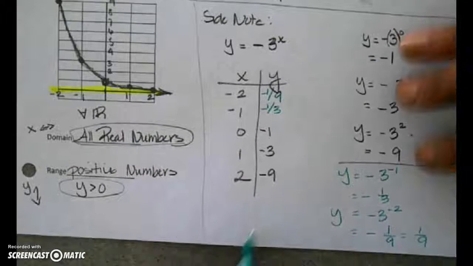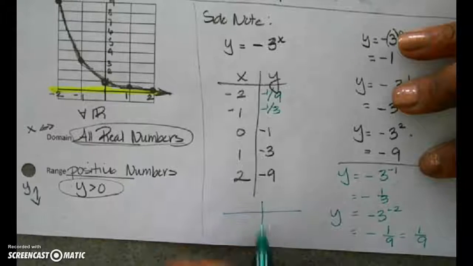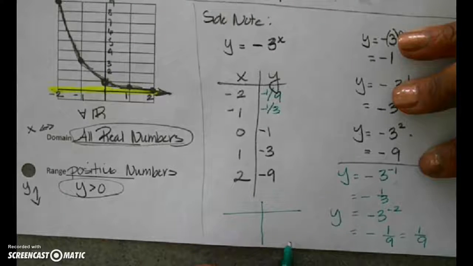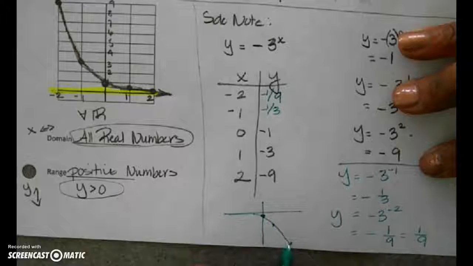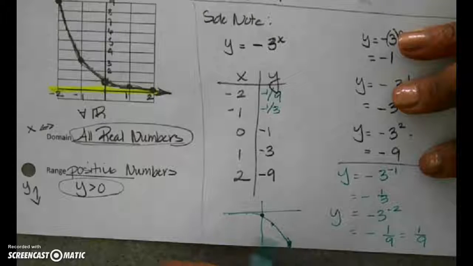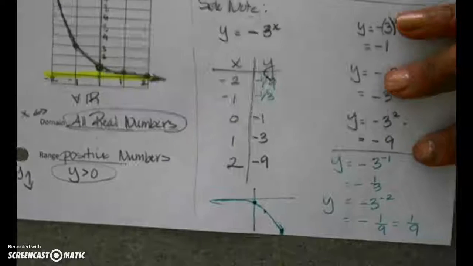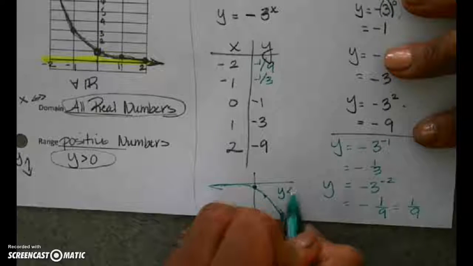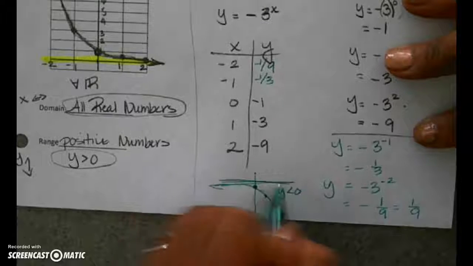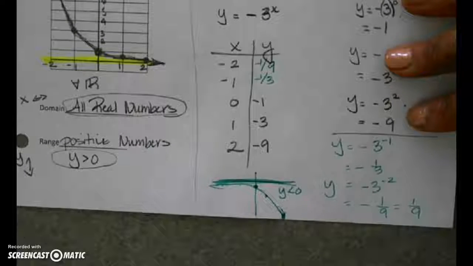Cool. So now the main difference here that I want you to see is when you graph it, this would be like 1, 3, 9, boom, boom, boom. Then it would be more, pretend like I hit that, more like this instead. So your domain is always going to be all real numbers, but for this one, your range is going to be y less than 0 because it's everything below that line.